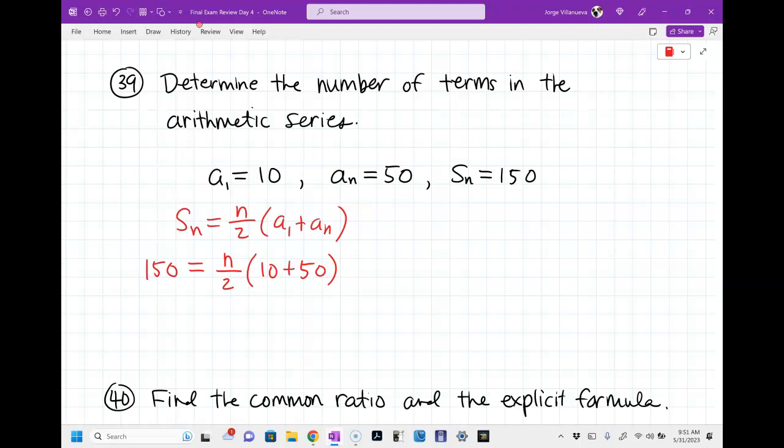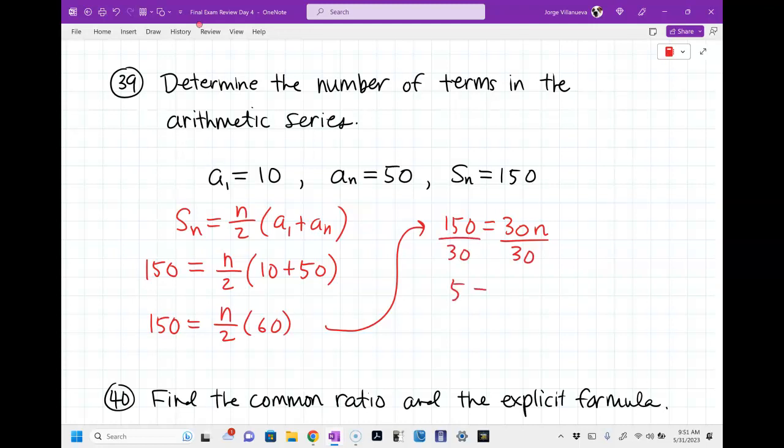Okay, so 10 plus 50 is 60. 60 divided by 2 is 30. And all I got to do is divide both sides by 30, and that's going to give me my n value. So there you go. That one's done. Any questions on that one? Just use your formula. They give you everything you need. Just plug it in, solve for the variable.